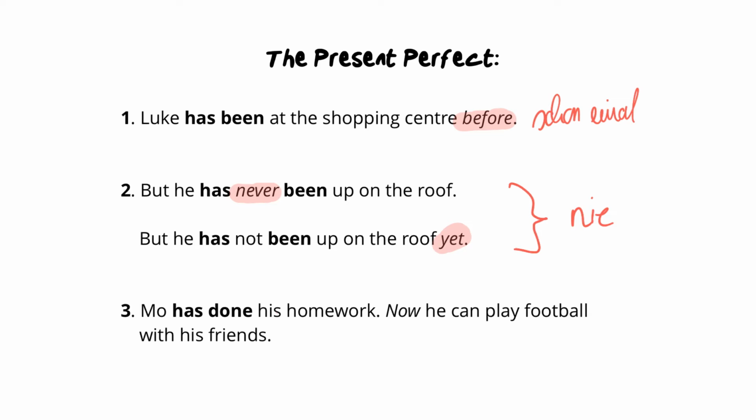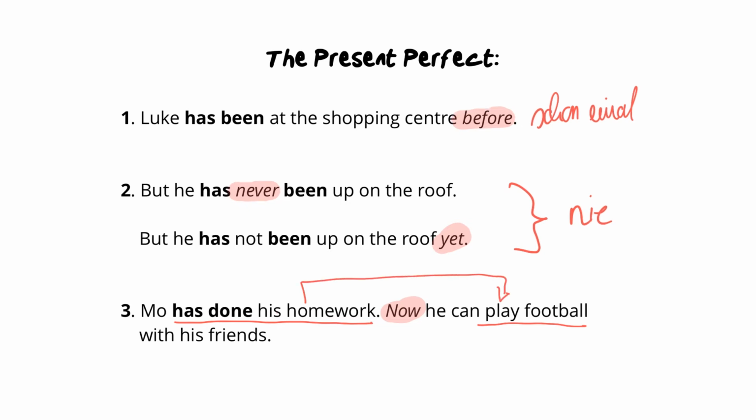Let's have a look at the last sentence. Mo has done his homework. Now he can play football with his friends. Again, there is no specific point in time mentioned when Mo has done his homework in the past. All we know is that now he has finished his homework and he can play football with his friends. So finishing homework in the past is important and has a consequence and the effect that he can play football with his friends in the present. That's why we use the present perfect here and not the simple past.